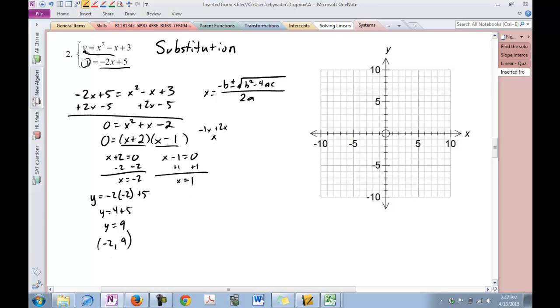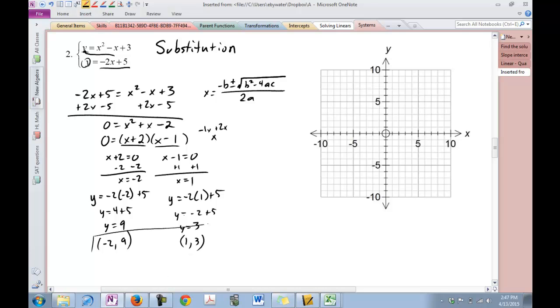All right, and then I'm going to put x equals 1 in. So I've got to do both of them. y equals negative 2 times 1 plus 5. So y equals negative 2 plus 5. So y equals 3, which means when x is 1, y is 3.